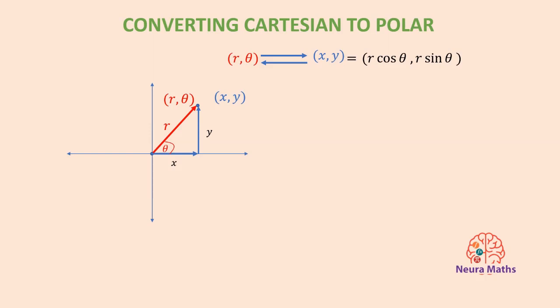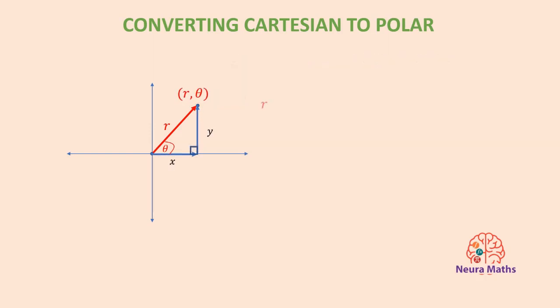What do you think the value of r would be given x and y? r is the hypotenuse of a right triangle, so the value of r is equal to the square root of x squared plus y squared. What do you think the value of theta would be? Since tan is the trig ratio that links y and x, the value of theta is equal to the arctangent of y over x.